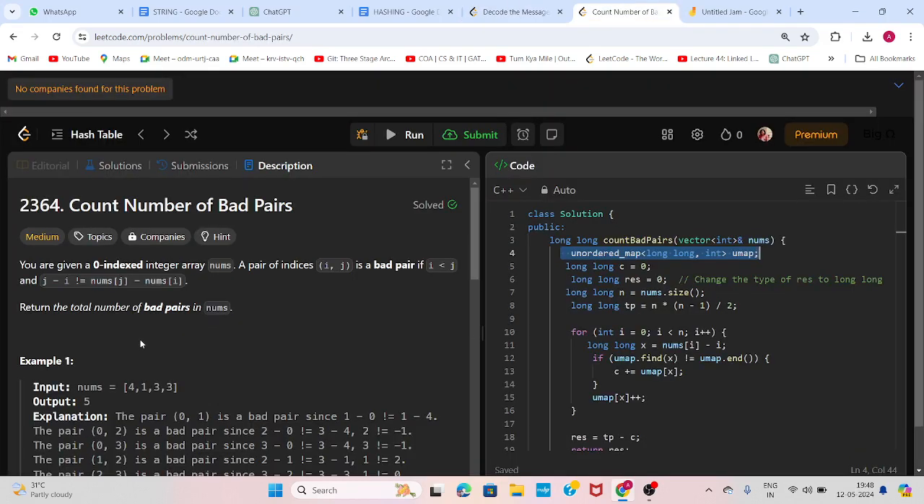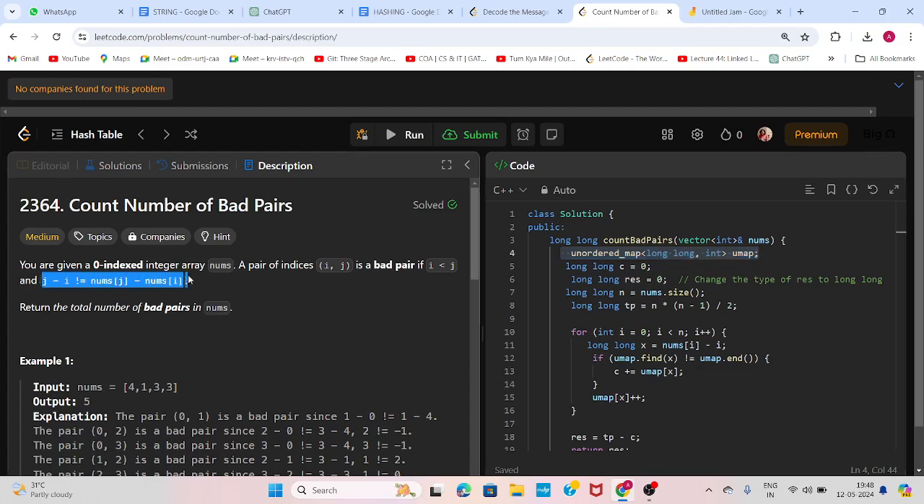This is a medium level question from LeetCode: Count Number of Bad Pairs. You are given an integer array, and we have to find pairs of indices such that i is smaller than j, and j minus i is not equal to nums of j minus nums of i.